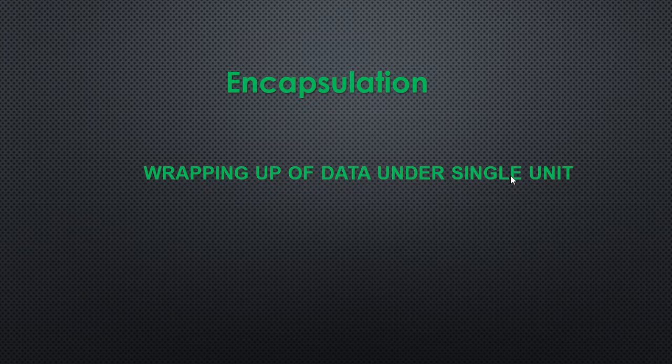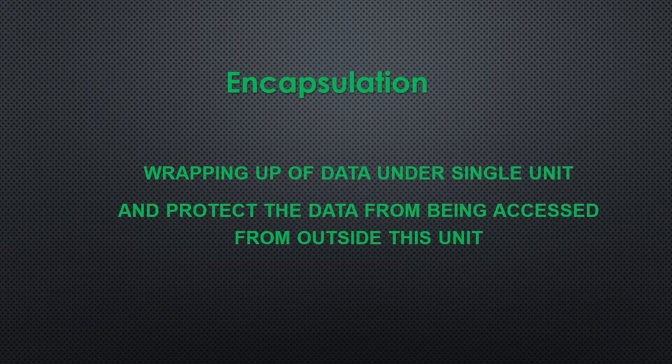Now imagine the student class. It contains everything related to the student, but we can't add data or members related to the teacher class, for example. So this is the way of organizing our code under a single unit. And encapsulation protects the data from being accessed from outside this single unit, which is the class.